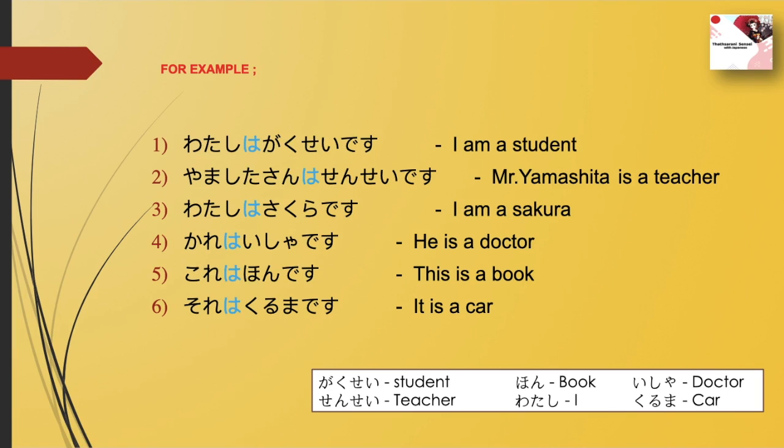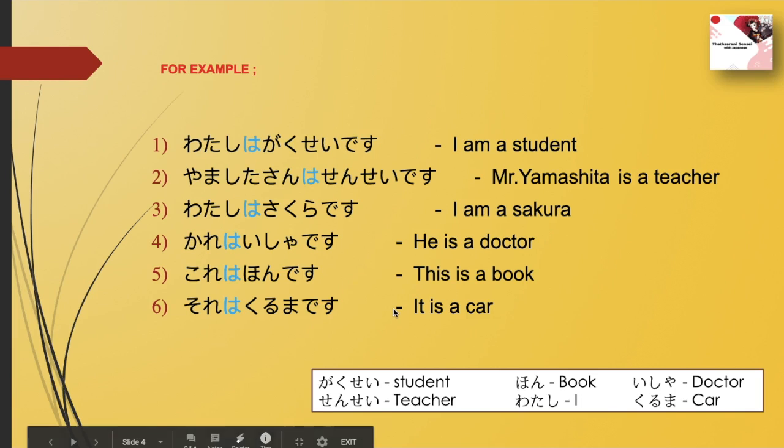Okay, the final one, it is a car. In Japanese we say sore wa kuruma desu for this. Okay, the first one is sore, that is for it is, and then wa to represent the subject. Also we have kuruma, that is the definition for the car. We can see here kuruma, and this the final one.